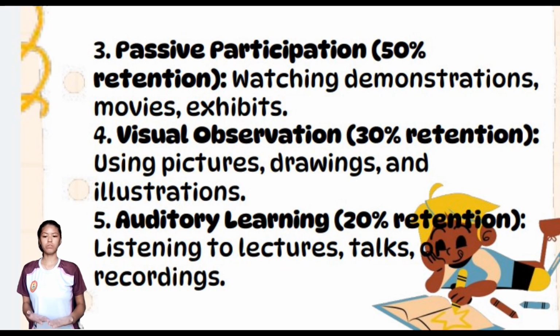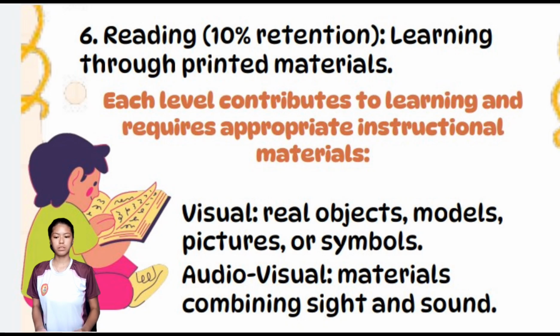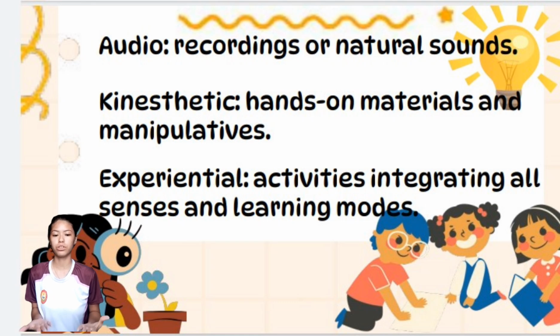Number 5 is the auditory learning, the 20% retention. So students learn through hearing information, for example, lectures, speeches, and audio recordings. So number 6 is the reading, the 10% retention. So students learn by reading printed materials, for example, textbooks, books, handouts, and articles.